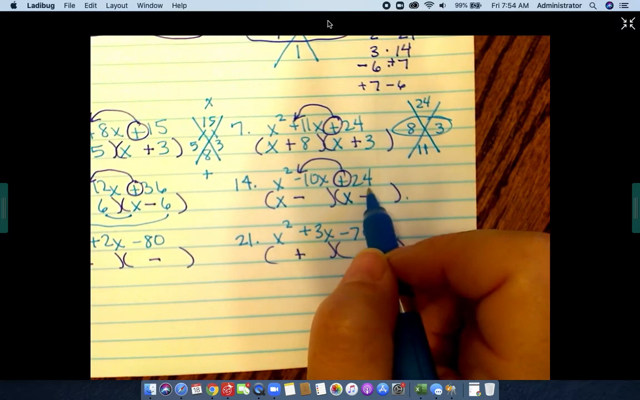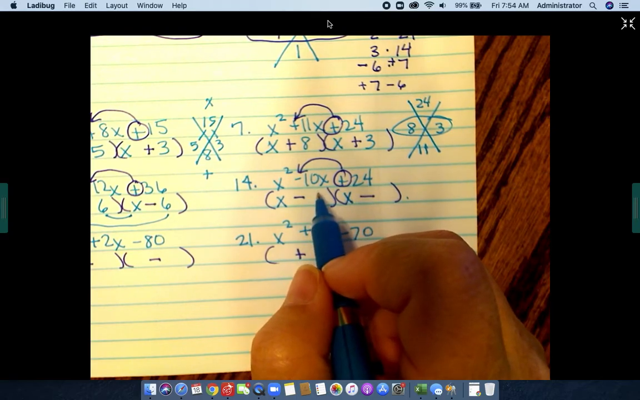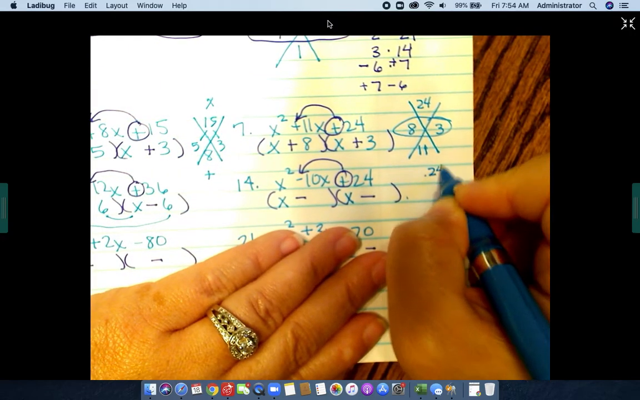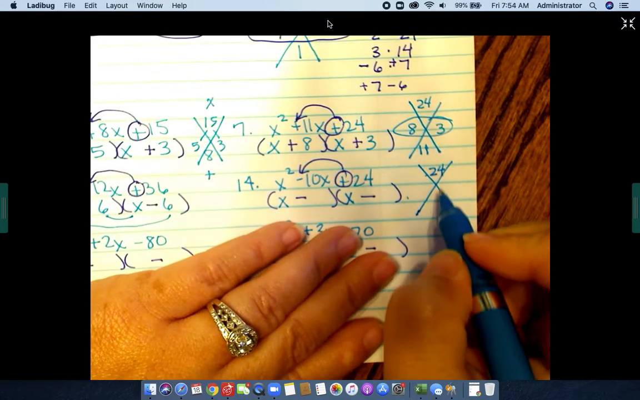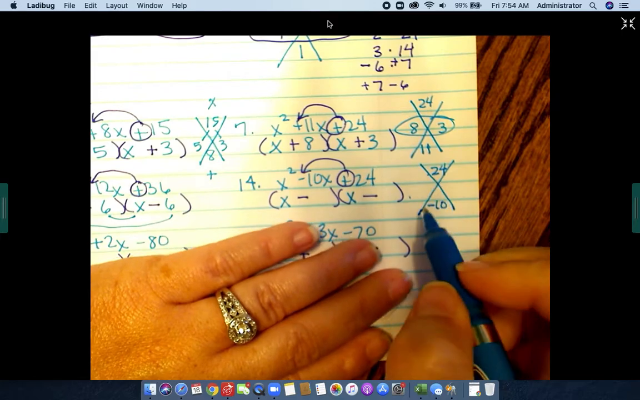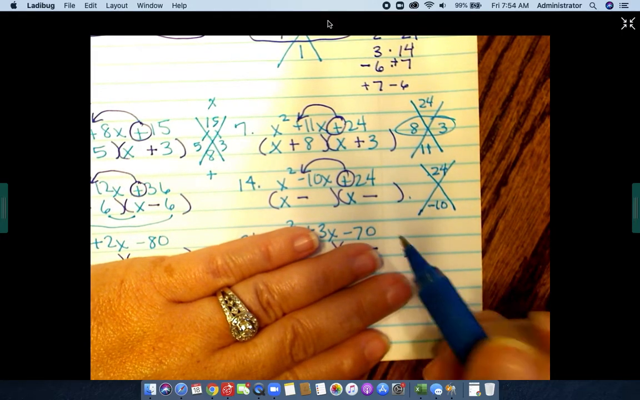And again, this time I'm using 24, but I need my number to come out to be negative 10. So I need 2 negative numbers that combine to give me negative 10. So remember, when they're both negative, you're going to add them. It's just going to be a negative number.